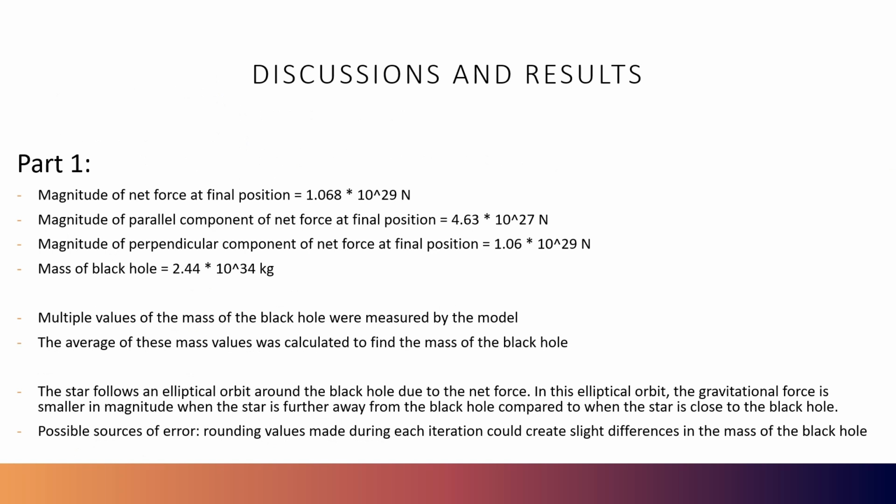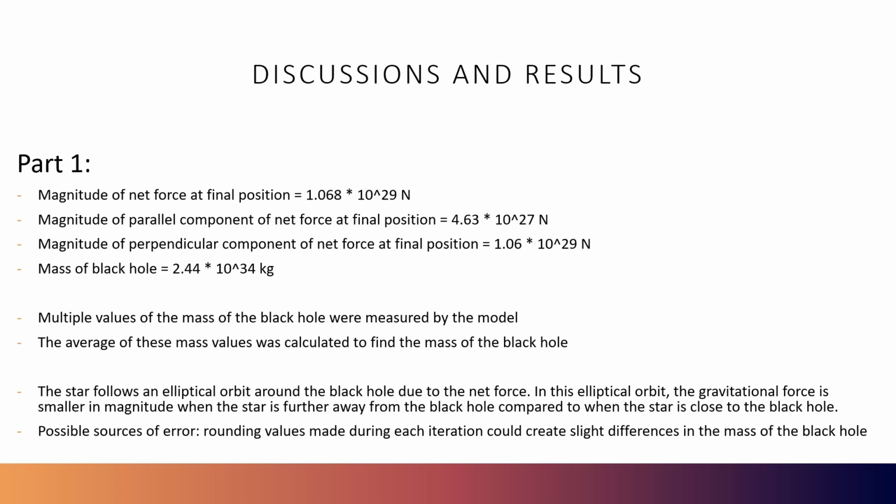So for part 1, the results are shown in the first 4 lines. The result of the mass of the black hole is basically determined based off all the averages of the mass values, and so the final result was 2.44 times 10 to the 34th kilograms. And the star follows an elliptical orbit around the black hole due to the net force. In this elliptical orbit, the gravitational force is smaller in magnitude when the star is farther away from the black hole compared to when the star is close to the black hole. A possible error, which will apply in both part 1 and part 2, is the rounding values, because we are taking the average. And so if we don't round correctly, we could undershoot it or overshoot it, depending on how you round.